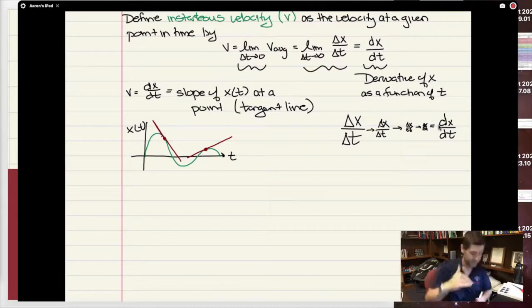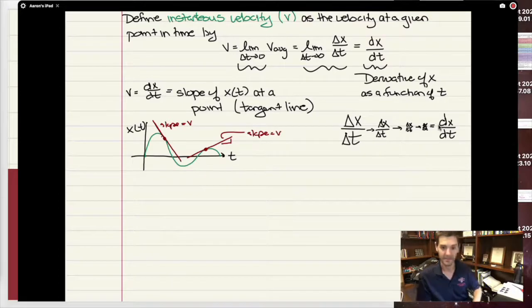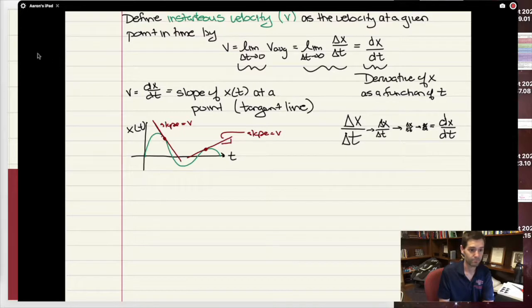And these lines have some slope. There's some slope that this tangent line has, and that is the instantaneous velocity. There is some slope, some rise over run, for this curve, and that slope is the instantaneous velocity at that point. That is the entire idea behind instantaneous velocities: we're just doing it over a very, very refined period of time.